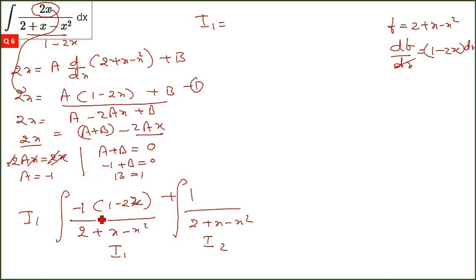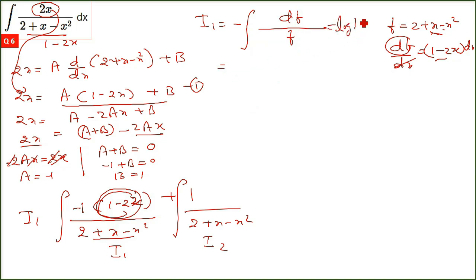So this one I1, if you take t as denominator, 1 minus 2x will be numerator. There is a negative also. Denominator was taken as t. Numerator already became dt. And negative we have taken outside. So it's simply log modulus of t plus constant of integration, preceded by a negative sign. So now change this t to 2 plus x minus x square and then plus constant of integration. We are calling it C1.